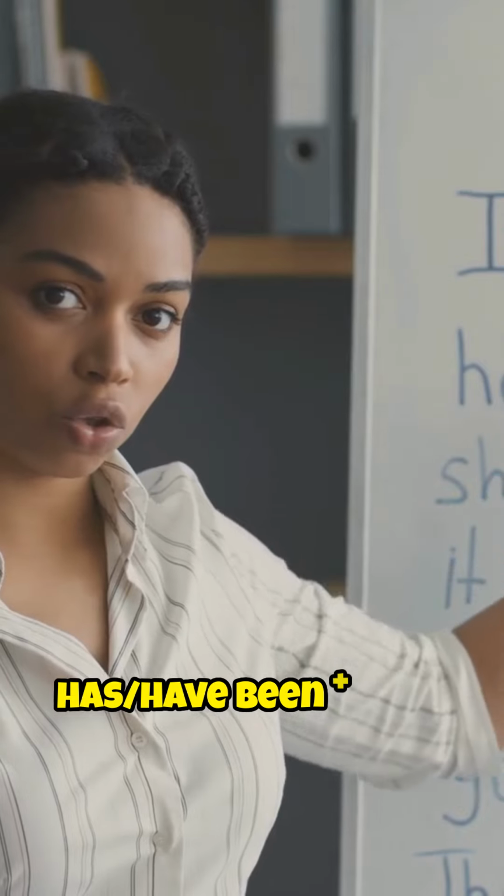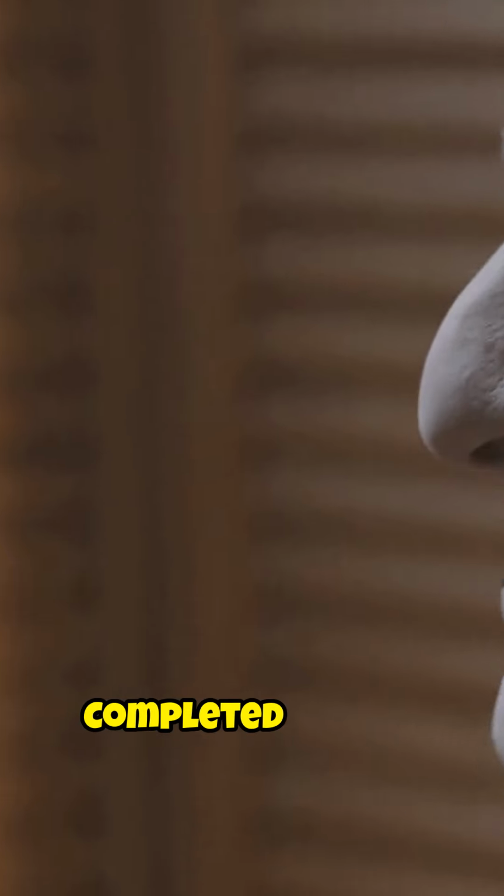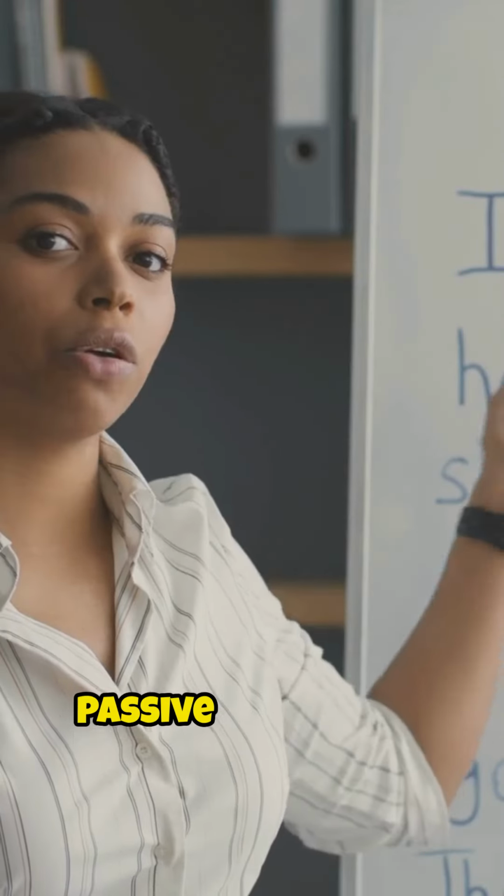Present perfect passive. Structure: has/have been plus past participle. Example: the letter has been sent by John. Completed action, focus on the letter.